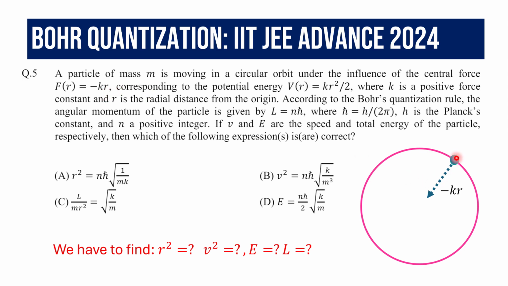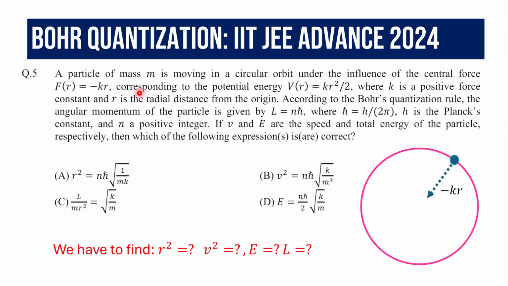So we have a particle moving in this circle, and a force is acting on this particle, and this force is acting towards the center, and the magnitude of this force is k times r. The negative sign shows this force is acting towards the center.